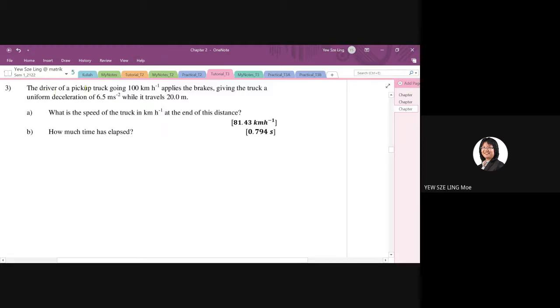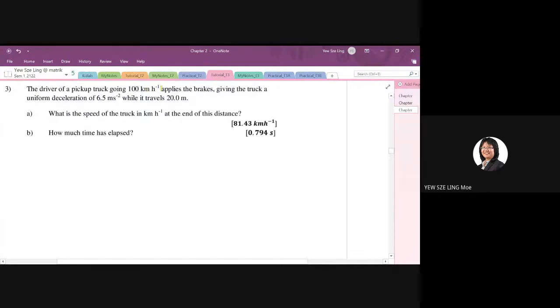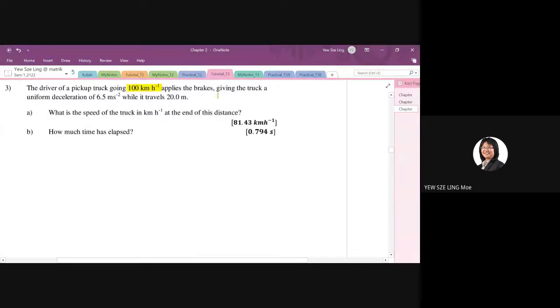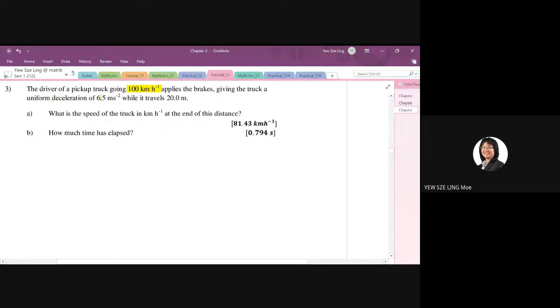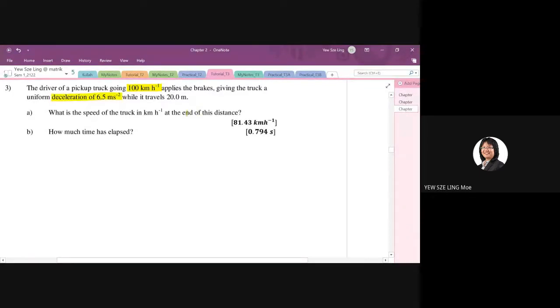So question 3, the driver of a pickup truck going 100 km per hour applies the brake, giving the truck a uniform deceleration of 6.5 m s negative 2. Now, the question tells you 6.5 m s negative 2. It gives you a positive value. But then it also gives you the term deceleration, which means this is a negative value. You yourself are going to add a negative in your equations, in your solution.